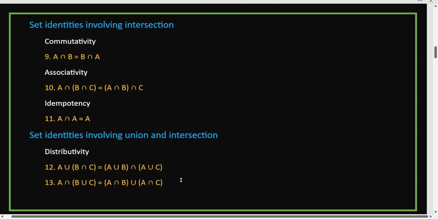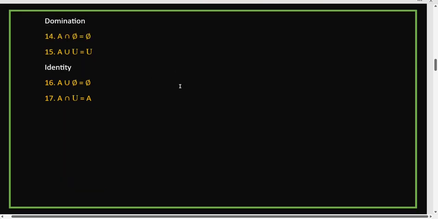This is very important. As you know, we have seen the proofs of it, and also you have seen examples on this. This is domination, a very important relation. A intersection phi is equal to phi. A union universal set is equal to the universal set. Identity: A union phi is equal to A, and A intersection universal set is equal to A.